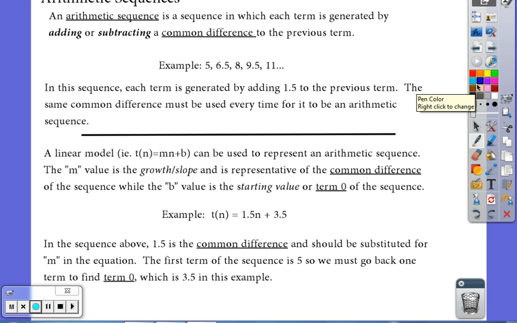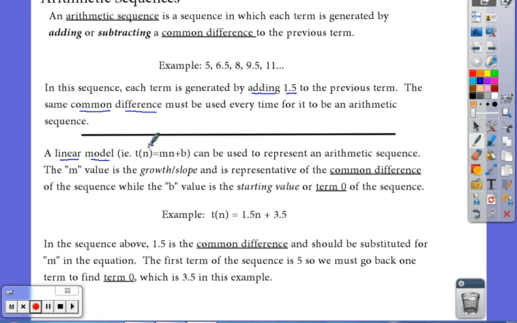So here we have an example of 5, 6.5, 8, 9.5, and 11. And now we have some decimals in there, which is different than yesterday. But here, in this particular sequence, each term is generated by adding 1.5 to the previous term. The same common difference must be used every time for it to be an arithmetic sequence. Also, with arithmetic sequences, we would use a linear model.